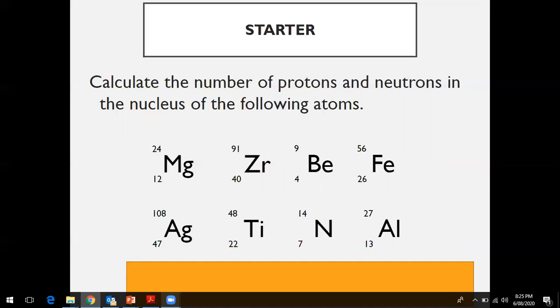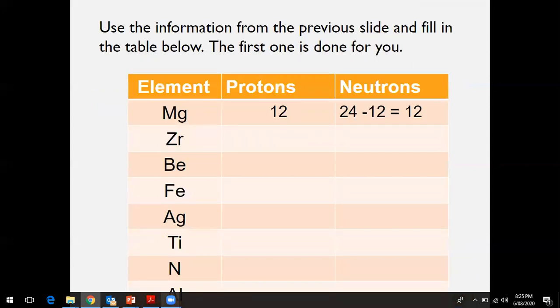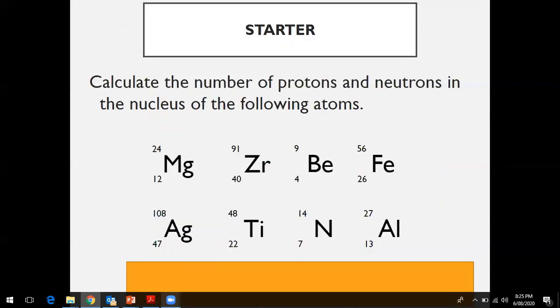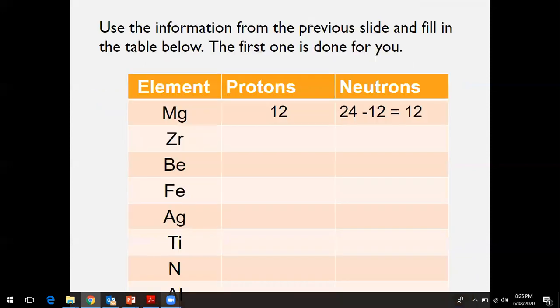Okay. So then use the information from the previous slide and fill in the table below. As I said, the first one is done for you. The same thing I've already explained to you. So either you can do it here or you can do that in the table as well here. So go back. So the second one is ZR, the ZR here.